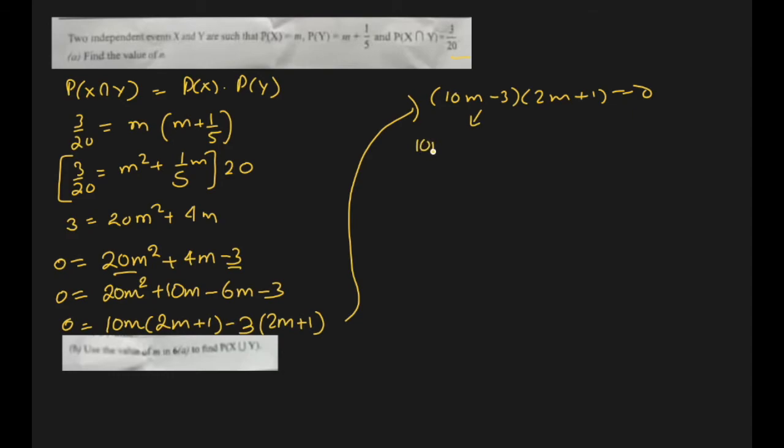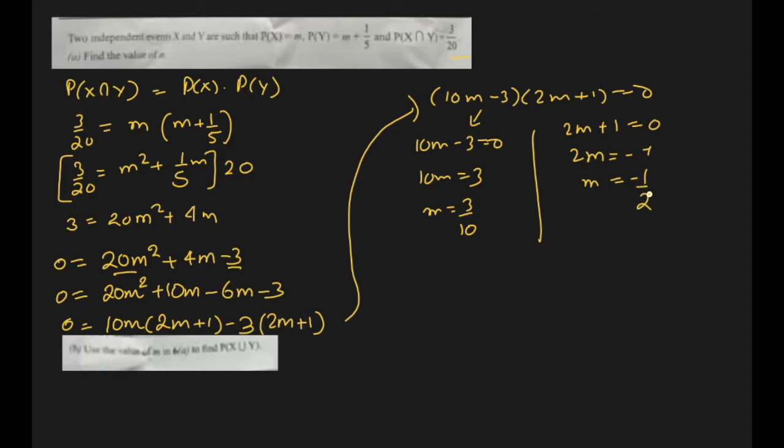So this gives us 10m minus 3 equal to 0. 10m is 3, so m is 3 over 10. What about the second one? 2m plus 1 equal to 0, and 2m is equal to minus 1, and m will be negative half. However, P(X) is m. That means probability of X is m. Probability cannot be a negative number. That means we have to reject this answer. This will not be the answer. Only 3 over 10 is the answer.